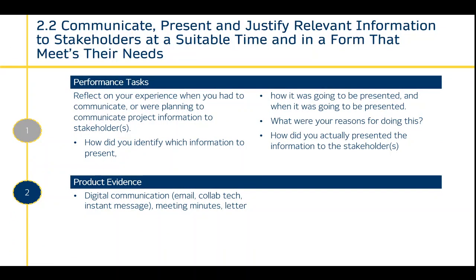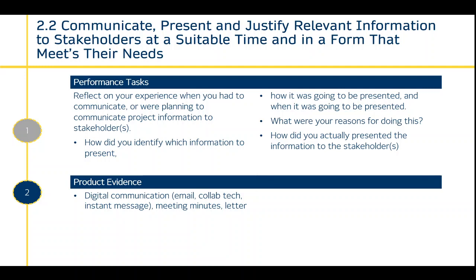2.2. Communicate, present and justify relevant information to stakeholders at a suitable time and in a form that meets their needs. This is also an excellent criteria to assess. In fact, this whole outcome is very good to assess holistically where you're communicating. So if you're communicating schedule information, resource information, risks or quality information to stakeholders, then this would cover this point and a lot of this outcome as well, as long as you have enough to cover each point. So this is quite simply communicate, present and justify relevant information to stakeholders, and you're doing that at the right time.